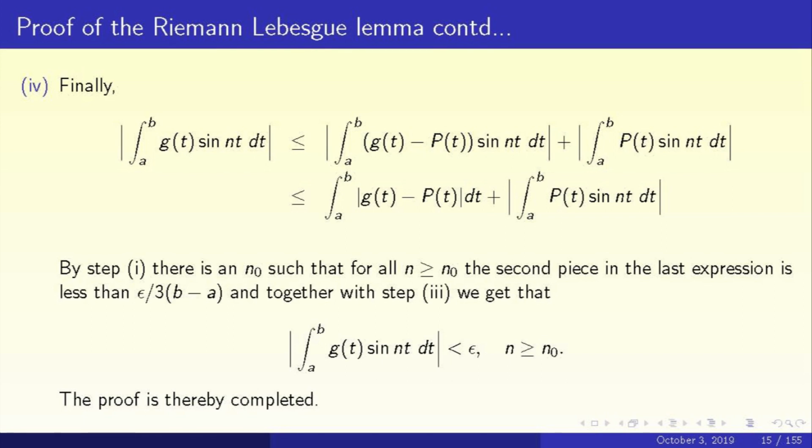So with this epsilon, there must exist an n naught such that for n bigger than or equal to n naught, this integral will be less than epsilon by 3. So mod integral a to b of p(t) sin nt dt is less than epsilon by 3. So the whole thing is going to be less than epsilon for n bigger than or equal to n naught. And the proof of the Riemann-Lebesgue lemma is thereby completed.